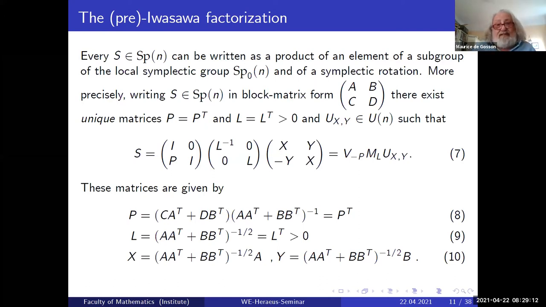Well, to verify that is just an exercise in algebra. That P is symmetric is not immediately obvious, but if you work a little bit harder, you can verify that quite easily. Also, you verify that AA^T plus BB^T is indeed invertible. It's a positive definite matrix here, and that X and Y are given by the other formulas there. So it's the pre-Iwasawa factorization, because the Iwasawa factorization, the true one, gives some more information on the matrix P, but we will not need that here at all.